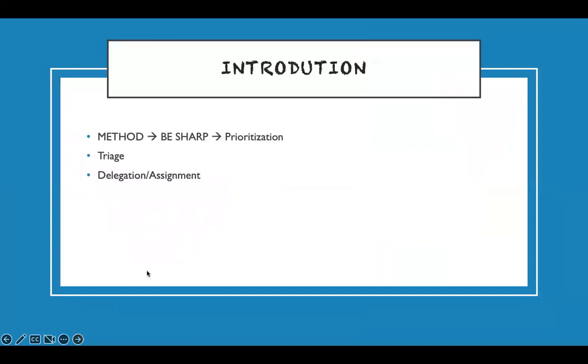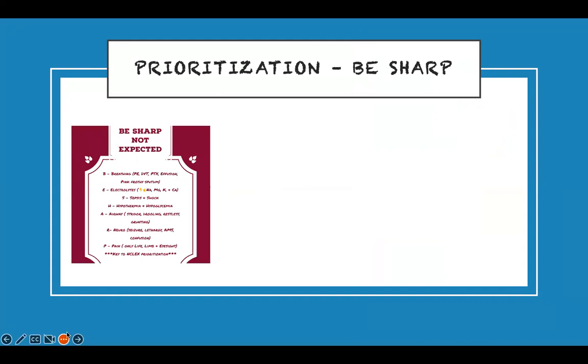Today we'll be talking about the fifth pillar, prioritization, the triage and delegation. And you guys already know about my prioritization technique. And so we have a B. B basically talking about anything that affects breathing.